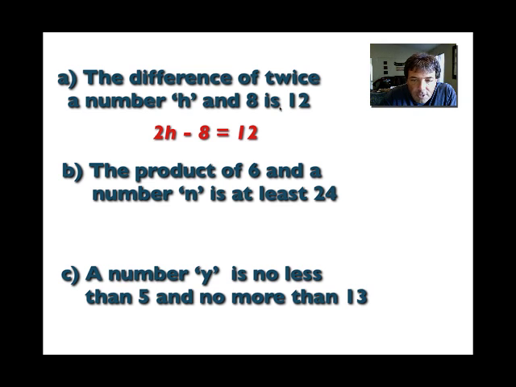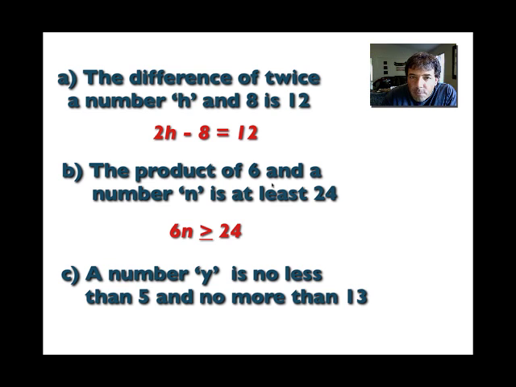So letter B is a little bit easier. It says the product of 6 and number n is at least 24. Now, at least 24 isn't equals anymore. It means the number could be equal to 24 or it could be greater than 24. So in this case, we're going to multiply 6 times n. And the product can be equal to 24 or it can be greater than 24, which means we're going to use a greater than or equal to sign. And this is 6n is greater than or equal to 24.